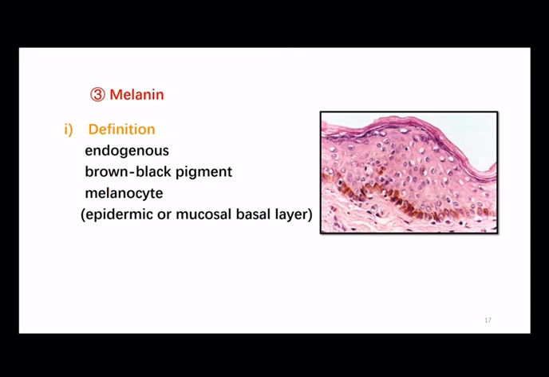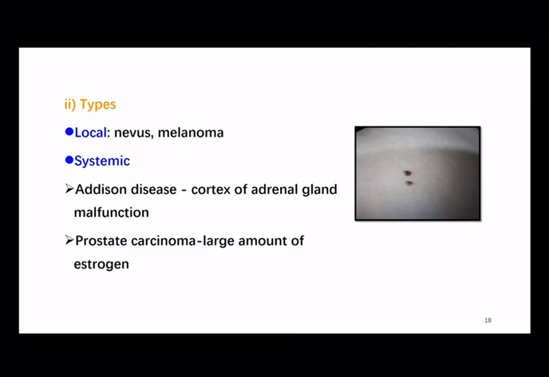The third type of pigment is melanin. It is an endogenous brown to black pigment synthesized by melanocytes. In our skin, it usually locates in epidermic or mucosal basal layer. Look at this skin section. The melanin is here. Melanin could be local, for example, in nevus or melanoma.